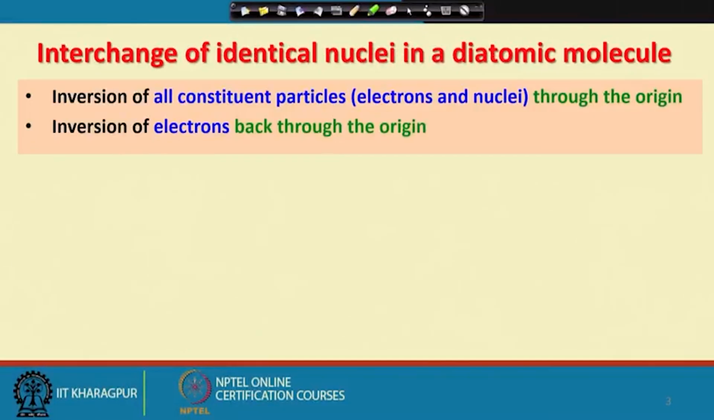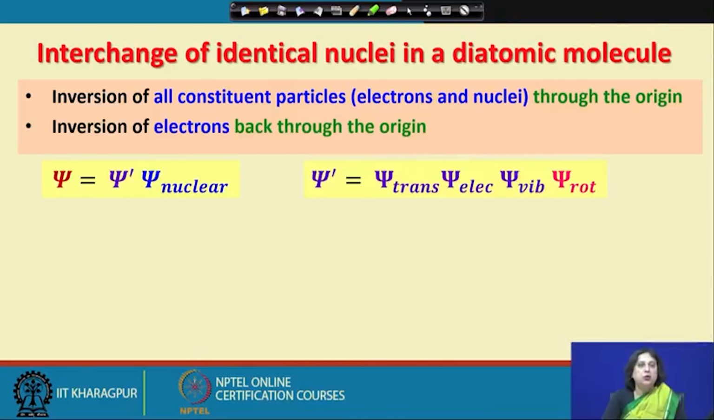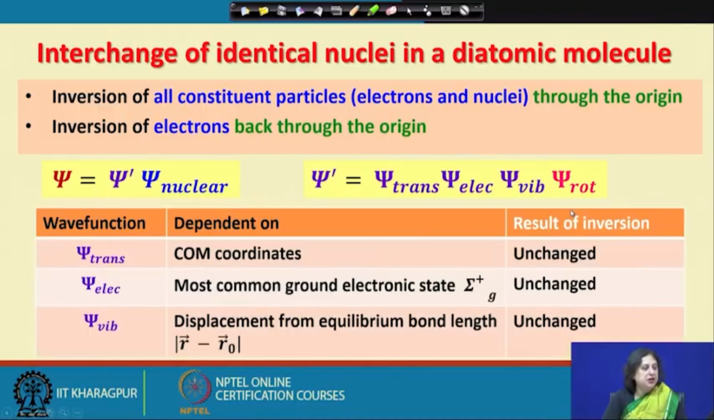Now, in this connection, we have examined the overall behavior of psi in terms of psi prime and psi nuclear, where psi prime comprises the contributions coming from psi trans, psi electronic, psi vibration and psi rotation. It was shown that the first three terms are generally symmetric with respect to exchange of the identical nuclei in the diatomic molecule.